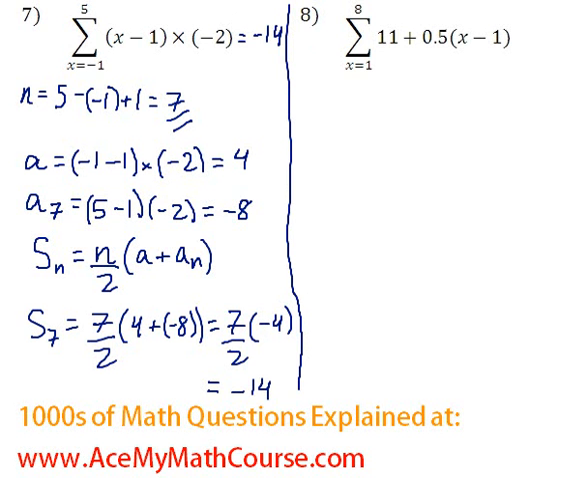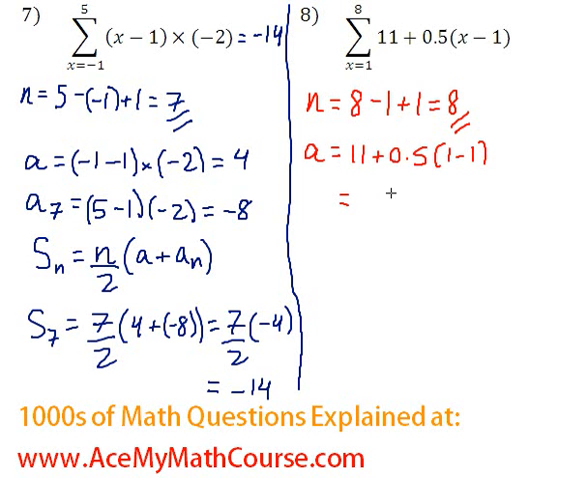What about question number 8? Let's do the same thing. What is n? N is just going to be 8 in this case, because 8 minus 1 plus 1 is just 8. Great. So what is our first term? Our first term will be 11 plus 0.5 times 1 minus 1. So of course we just plug in the bottom number for x, and we get 11 plus 0.5 times 0. 0.5 times 0 is just 0, plus 11, 11.